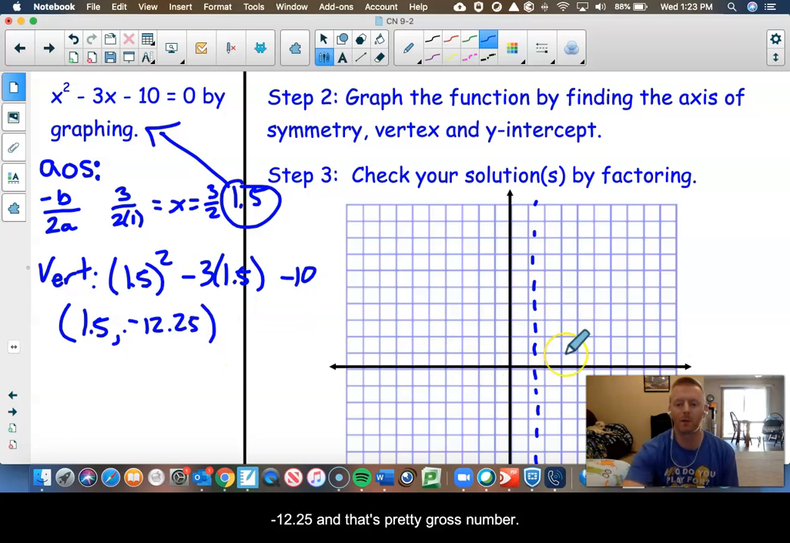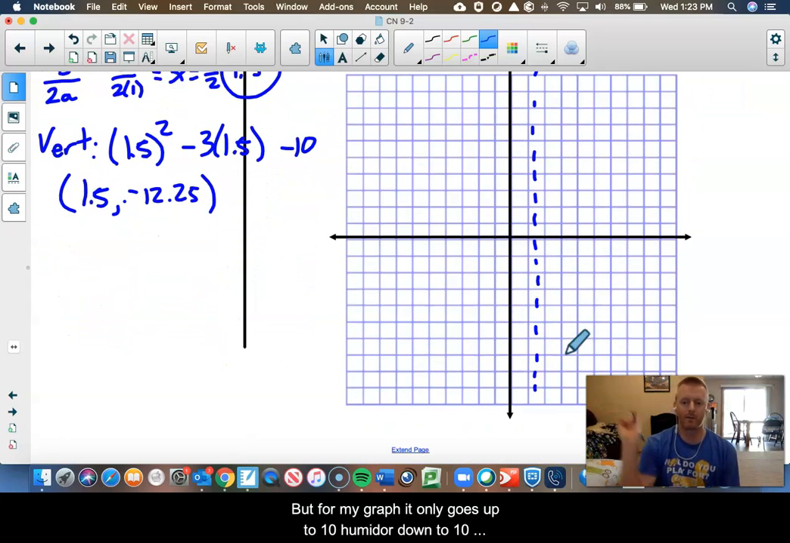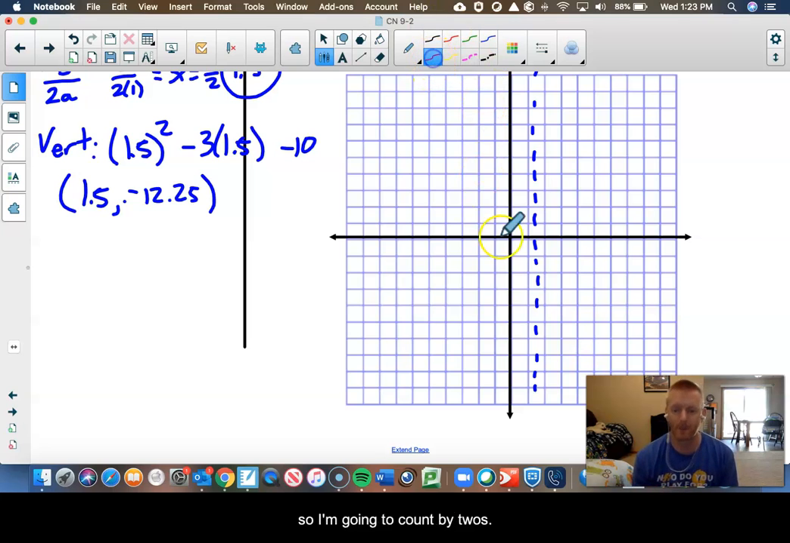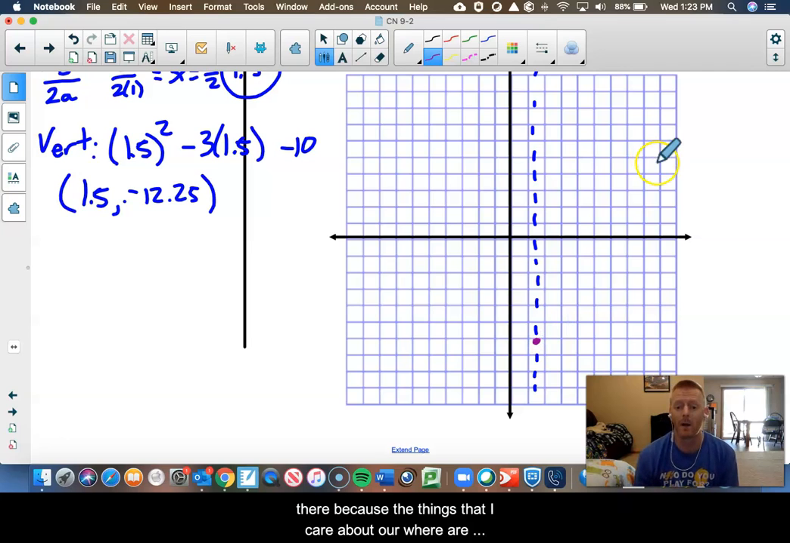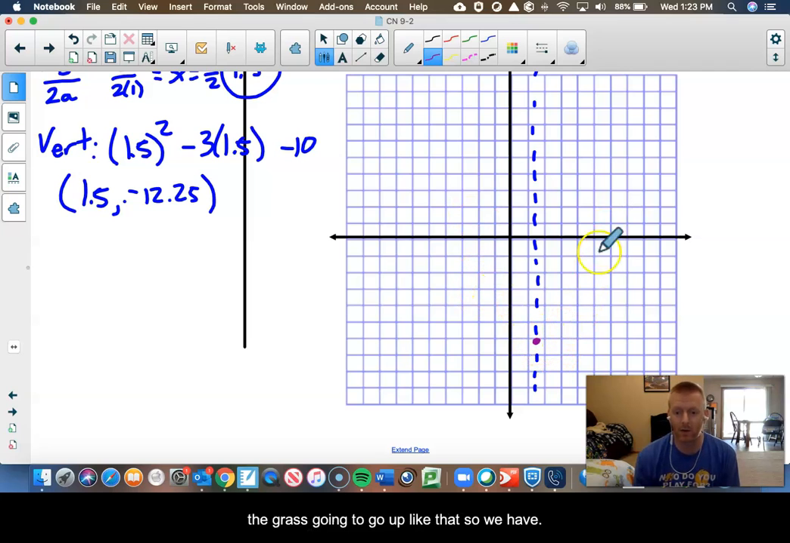Now that's a pretty gross number, but my graph only goes up to 10 here, or down to 10, so I'm going to count by 2's. 2, 4, 6, 8, 10, 12.25. So I'm just giving a good old-fashioned estimate down there because the things that I care about are where they are going to cross the x-axis. So if my vertex is down here, the graph's going to go up like that.